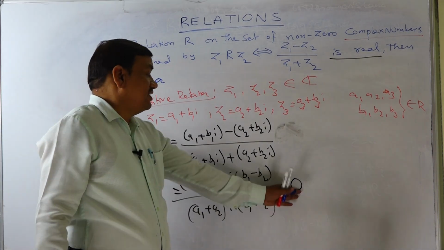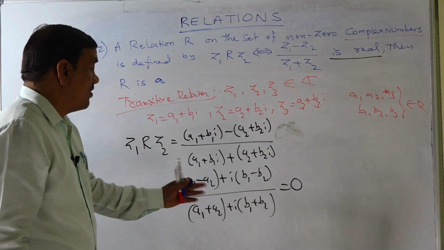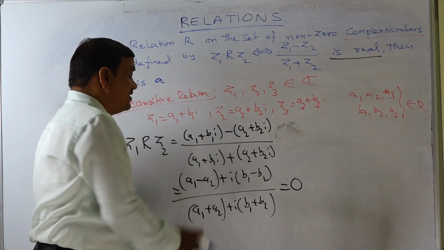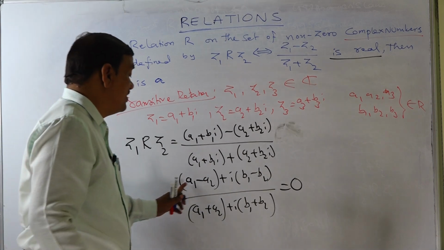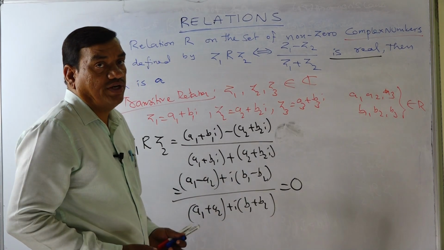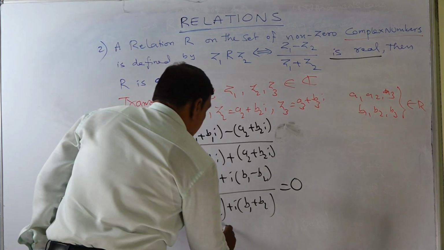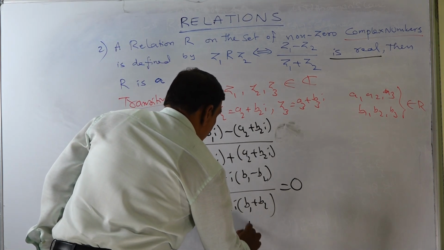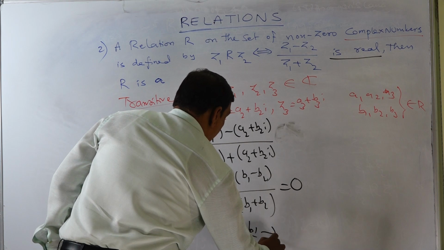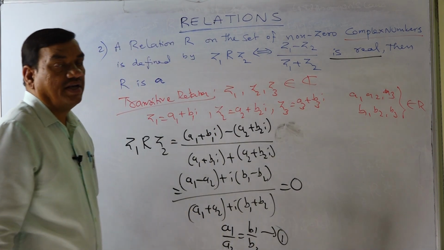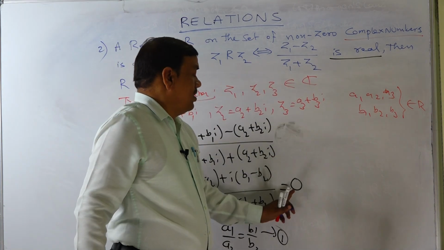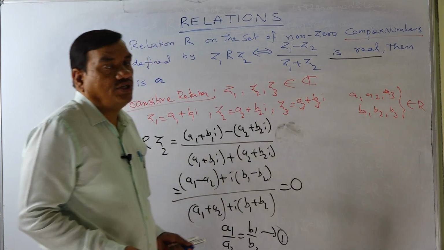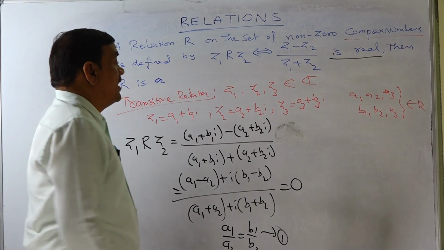So if you cross multiply, this becomes 0, and after simplification A1 minus A2 is equal to 0 and B1 minus B2 is equal to 0. That means A1 is equal to A2, B1 is equal to B2. So from this we can say that A1 by A2 is equal to B1 by B2. Call it as 1. Here he is saying that it is a real number; for my convenience, I am taking 0 as the real number.